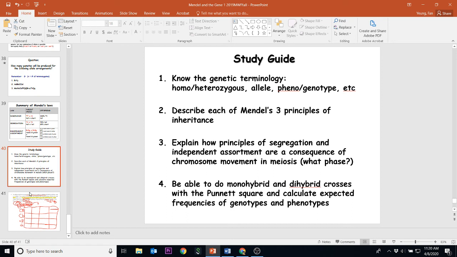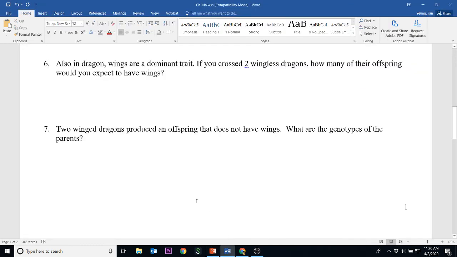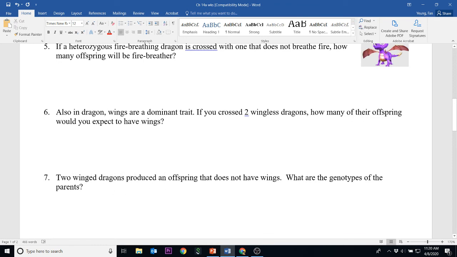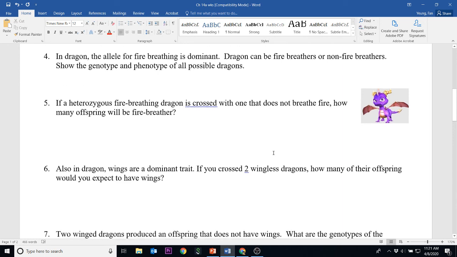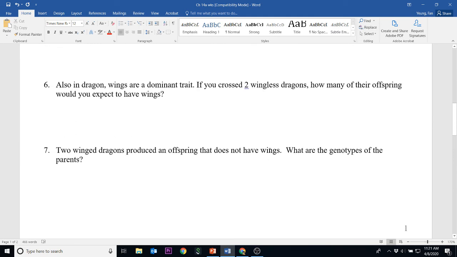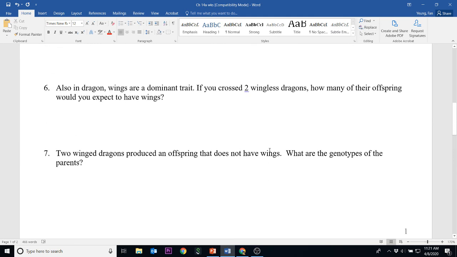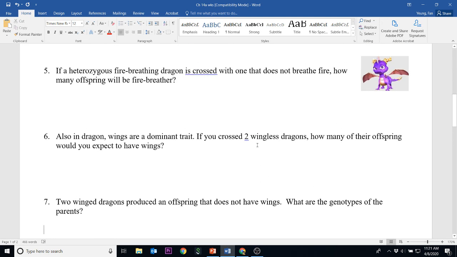Misty, it depends on what the question is asking you, okay? So if the question only asks you about wing, then you just do a Punnett square for wings. If the question only asks you for fire breathing, then you only do a Punnett square for fire breathing. I don't think in the dragon questions here they ever ask you for dihybrid. If they ask you for both, you do both. Just like in the question that I did with you guys with the rabbits, the deformed leg and the coat color. But in these dragon questions, it never asks you to do both.